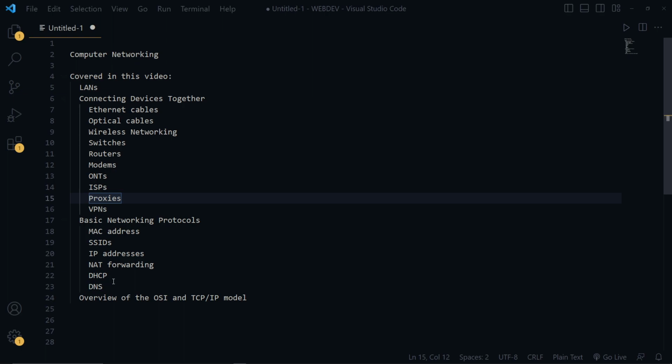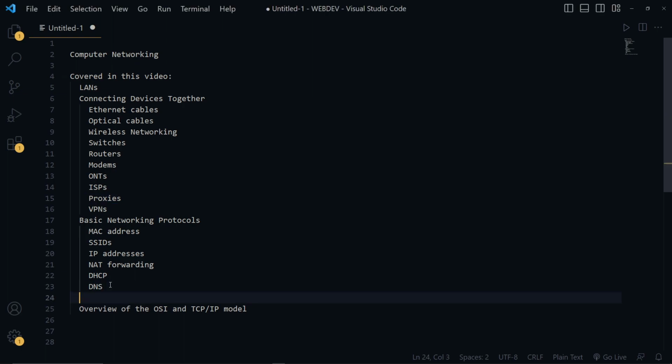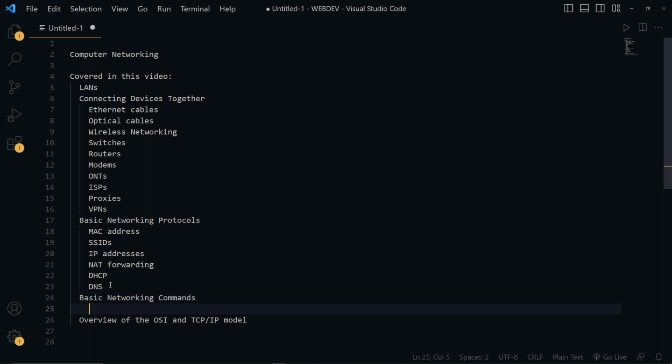Then we will talk about some basic networking commands that we can use to learn about some things. And then we will do an overview of the OSI and TCP/IP models, which are how we break up the traffic and things that go across the internet. So without further ado, let's go ahead and get started.